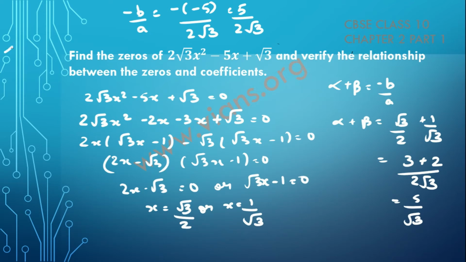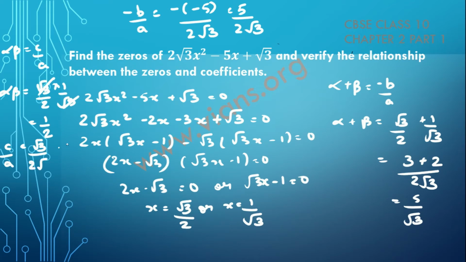If I wrote this as alpha beta is equal to c by a, alpha beta would have been equal to root 3 by 2 into 1 by root 3. Root 3 would cancel and you would get 1 by 2. Similarly, c by a would be equal to root 3 by 2 root 3. That would be 1 by 2.